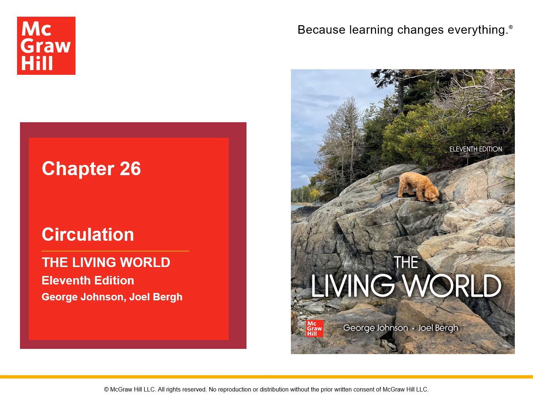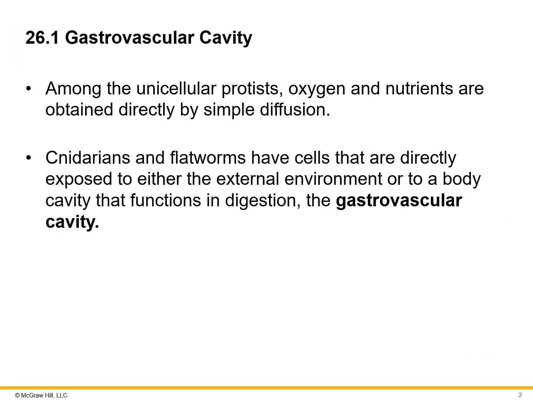All right, in chapter 26, we are going to cover the circulatory system, talking about the blood as well as the lymphatic system. All right, so some of the unicellular protists still need oxygen and nutrients, but they're obtained just by simple diffusion, so moving from a high to low concentration from their environment or to the environment. Then the cnidarians and the flatworms, their cells are either directly exposed to the external environment or to some body cavity that functions in digestion, and that's referred to as the gastrovascular cavity.